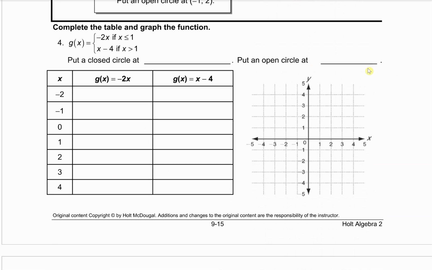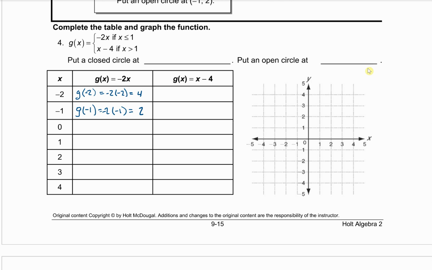All right, so if I'm going to do this, let's do this. So I've got negative 2x if x is less than or equal to 1, and x minus 4 if x is greater than 1. So let's figure this one out. G of negative 2 is going to be negative 2 times negative 2. That's 4. We're still less than 1. G of negative 1 is negative 2 times negative 1.